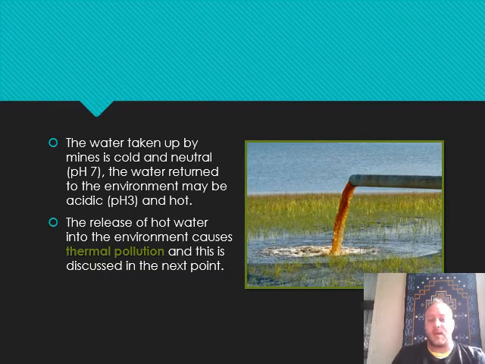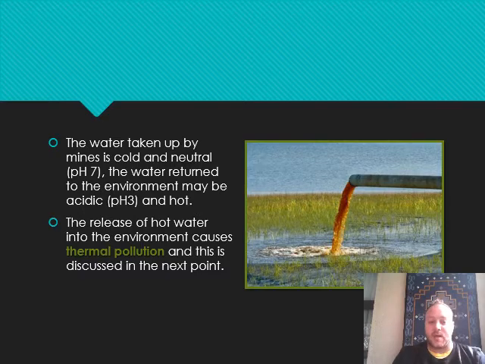What that means is if there are communities living along those rivers and dams, or people are using it for irrigation or drinking water, they're going to be adversely affected by whatever's in their water. A lot of the times there are extremely dangerous heavy metals, sometimes very high levels of specific salts, like we spoke about fluorine in the previous lesson. And then on the screen over there, the water taken up by the mines is cold and neutral, pH 7, and the water returned to the environment may be acidic and hot, and that's because of the solvents.